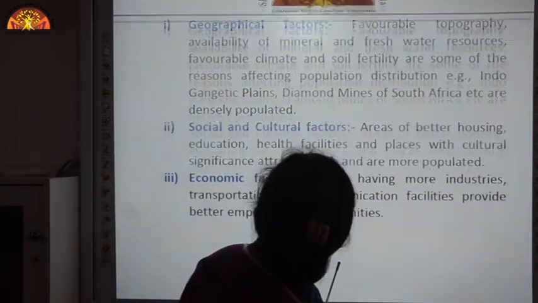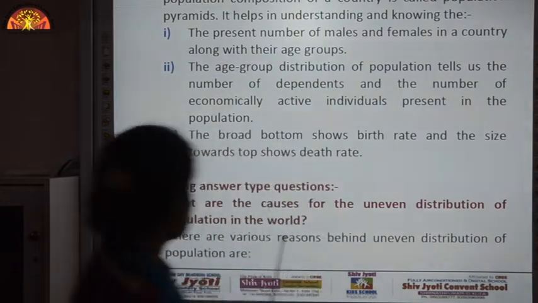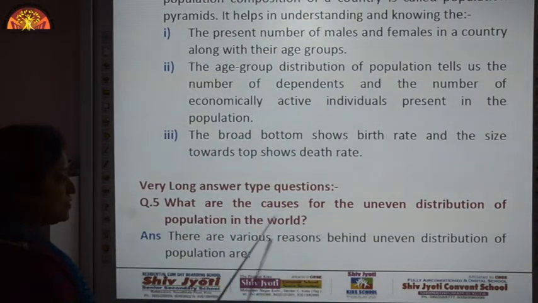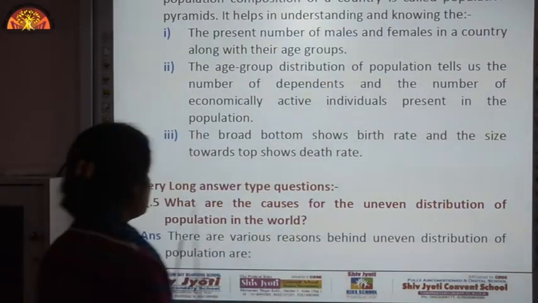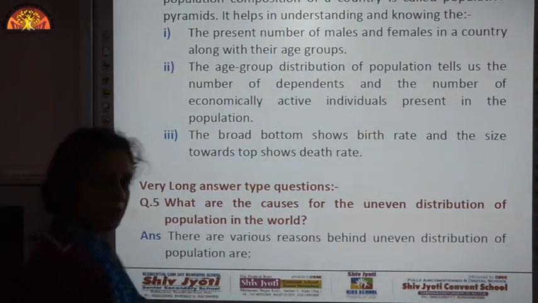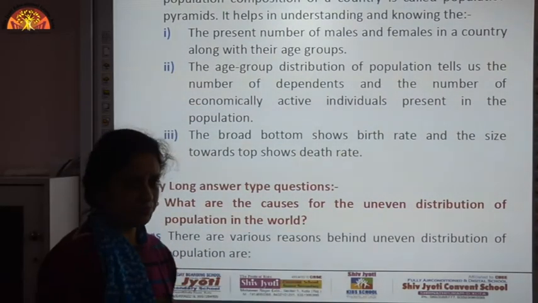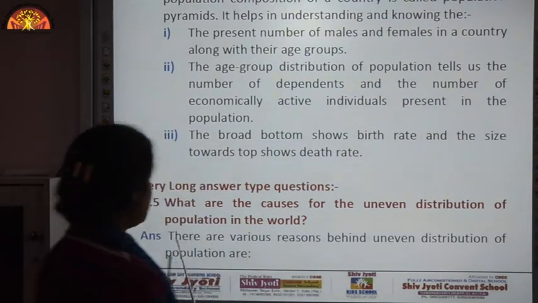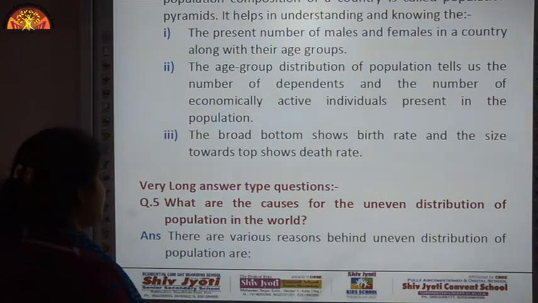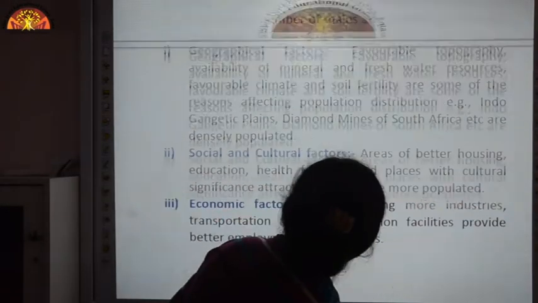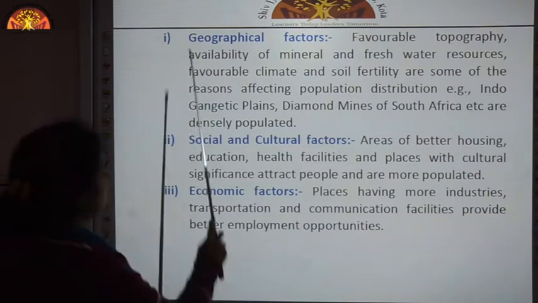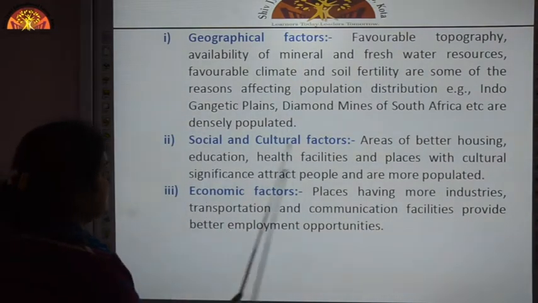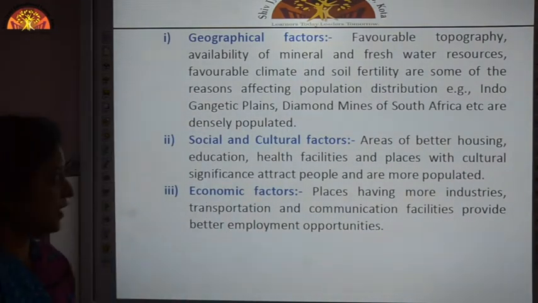And the very long answer type question. What are the causes for the uneven distribution of population in the world? हमने ये तो बताया कि population distribution uneven है, पर उसकी causes क्या हैं, factors क्या हैं? There are various reasons behind uneven distribution of population: number 1 geographical factors, social and cultural factors and economic factors. I have just told you. Now I am going to explain you.